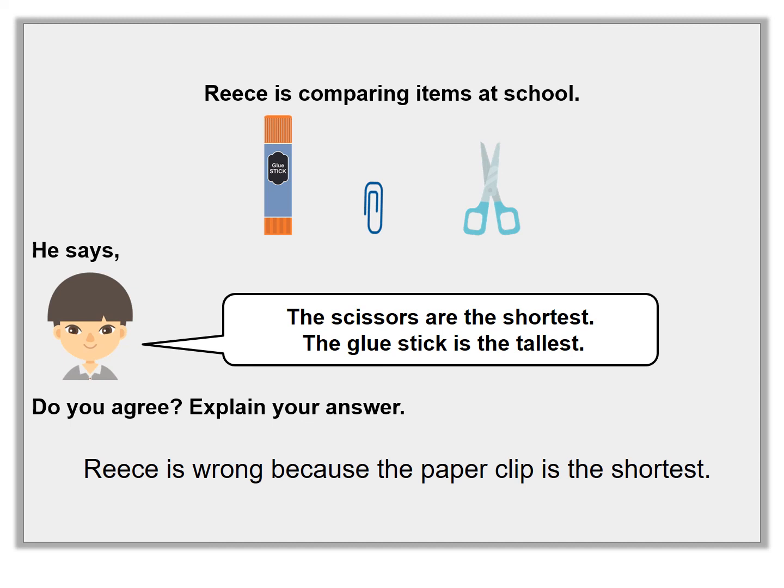Okay, Reese is wrong because you can see they're all stood up together there. The paper clip is the shortest. This pair of scissors is usually much bigger than a paper clip.